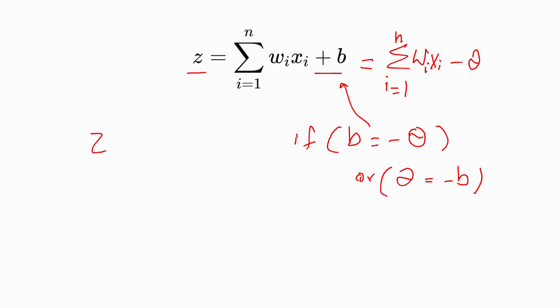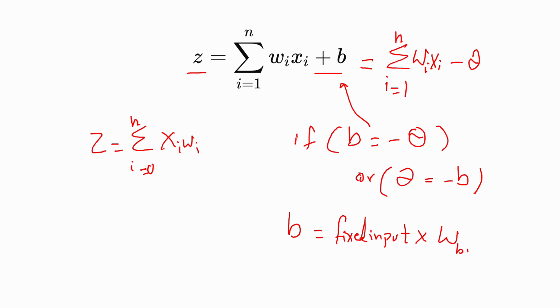Because you may see notations like this, where i is equal to 0 going till n, and then xi wi. So it starts from 0 instead of 1, and then this b is already integrated with that 0. How is this going to happen? When we talk about b, we are talking about b being equal to any fixed input times the weight of that bias. So this is actually the bias version of this equation.